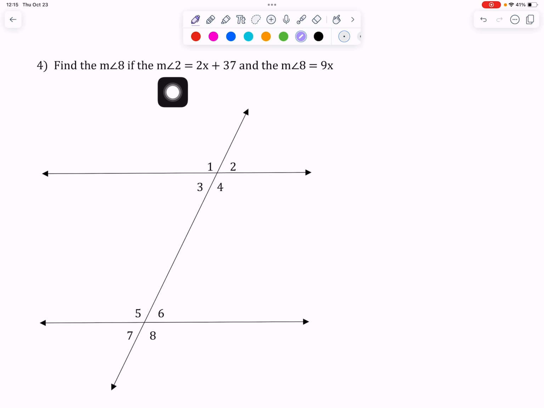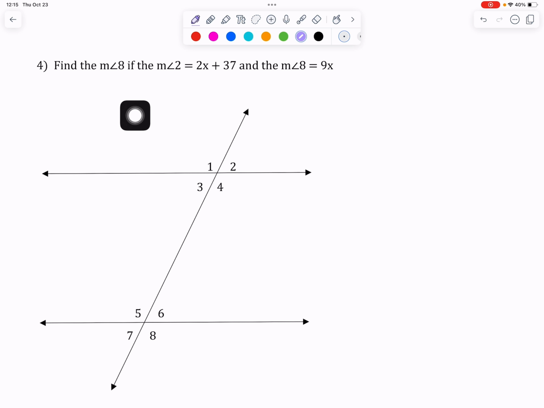Find the measurement of angle 8 if the measurement of angle 2 equals 2x plus 37, and the measurement of angle 8 equals 9x. 1, 2, 4, 3. Why do they always try to trick us like this? I don't like it. It doesn't make any sense to me when everyone else follows the clockwise pattern within this so far, but no big deal.